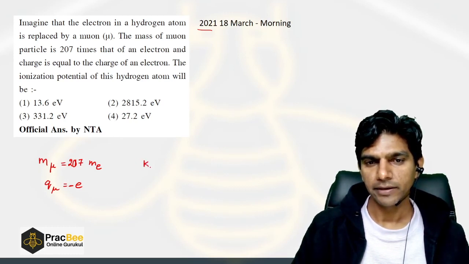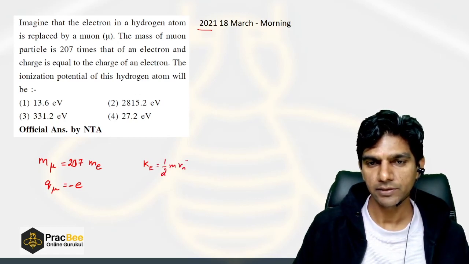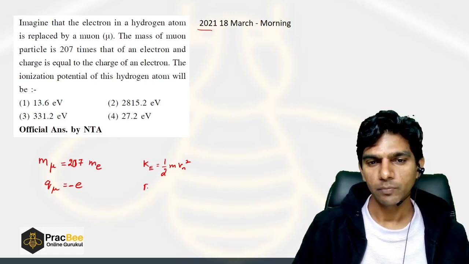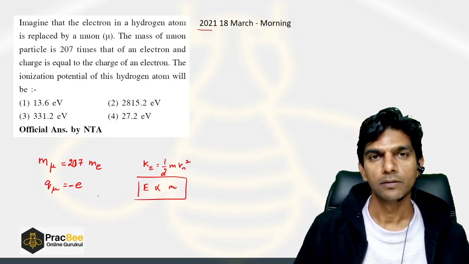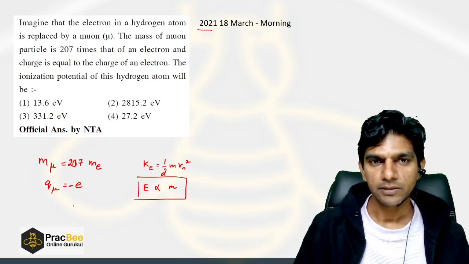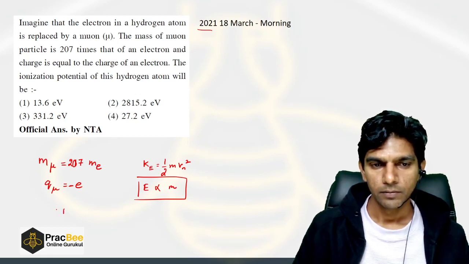If we look at the kinetic energy, it is given as half m vn square. So if you look at the mechanical energy, it will be directly proportional to the mass. So mechanical energy is directly proportional to the mass. So we can say the ionization potential that we have seen, say E is the ionization potential, which was 13.6 upon n square.